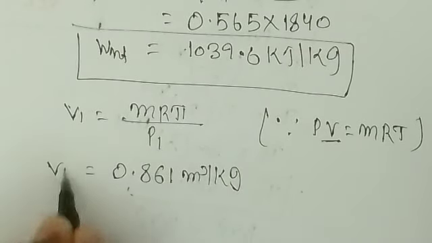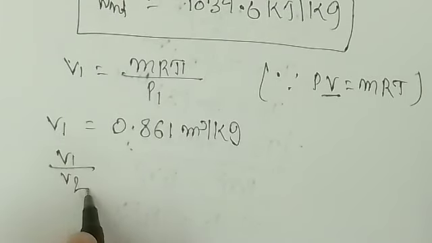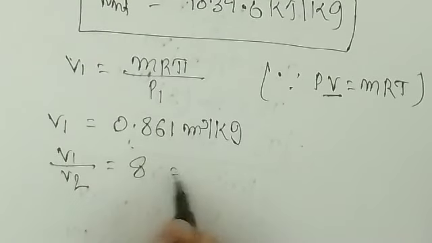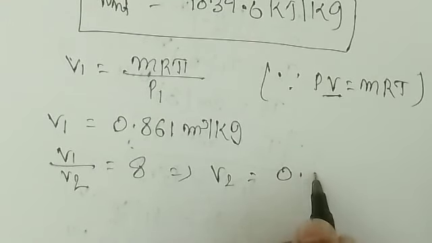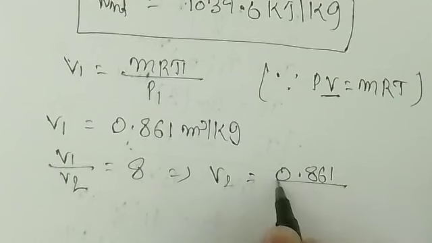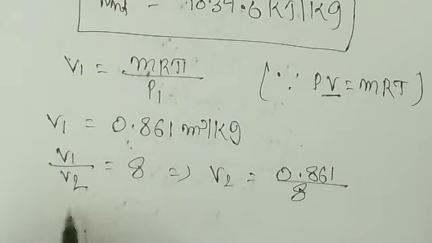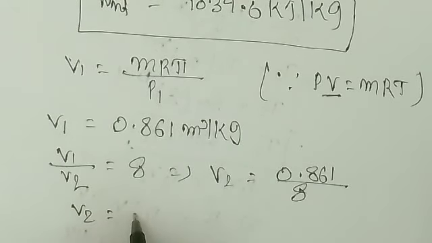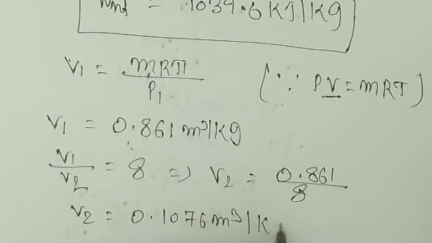Again, you know V1 by V2 is the compression ratio, which is equal to 8. So V2 you got as 0.861 by 8, the answer divided by 8. So this is your V2, that is 0.1076 meter cube per kg.